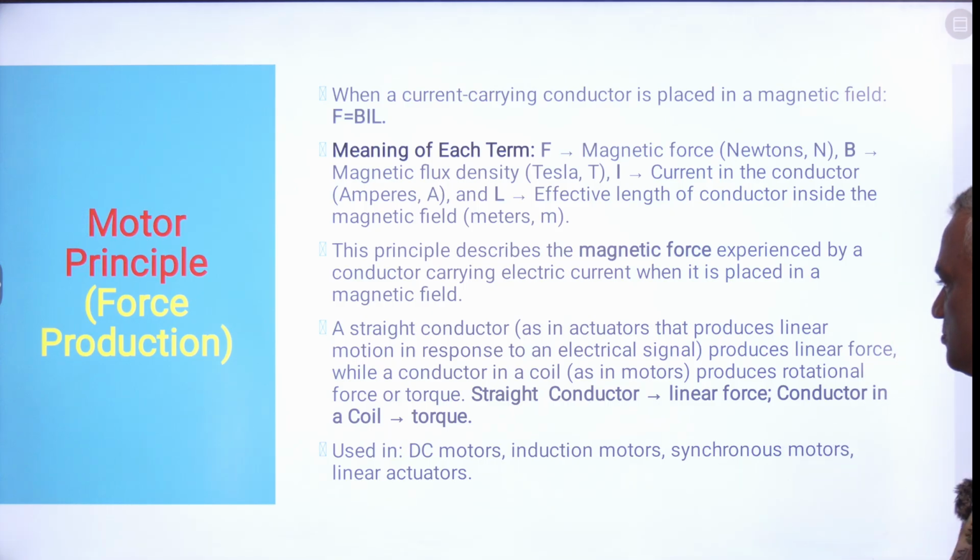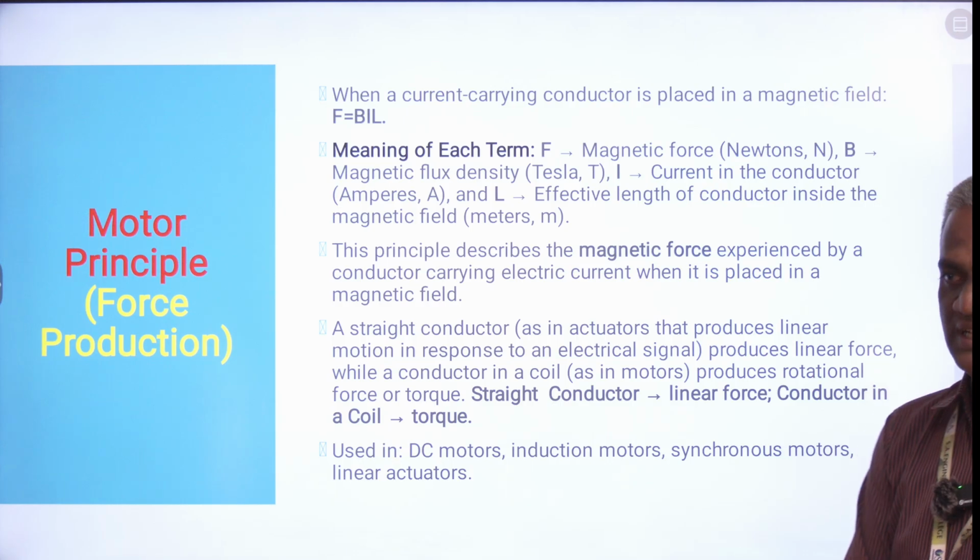Here I am taking two conductors: one is a straight conductor, and the other is a conductor in a coil. An example for a straight conductor is an actuator, which produces linear motion in response to the input given, which is an electrical signal.